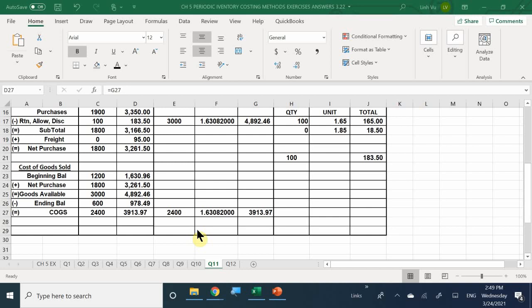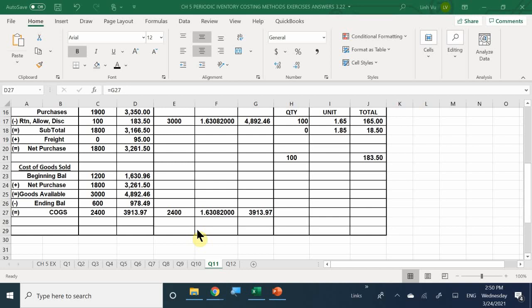This is the easiest type of inventory costing method, okay? Because we don't have to keep track of anything. All we care, once again, is about what my total cost is and what my total quantity is.